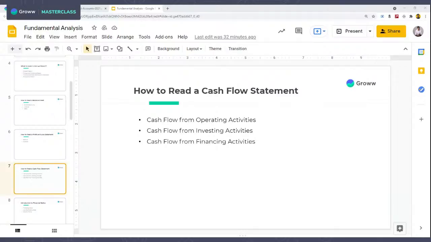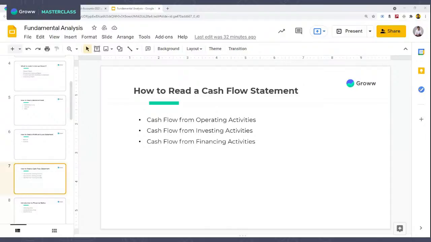Then they have something known as cash flow from investing activities. What is investing? Investing basically means I am taking my money, whatever extra money I have, I'm investing in different funds, and from those funds I get some return. So that is money got from investing activities. This is not from my core business.